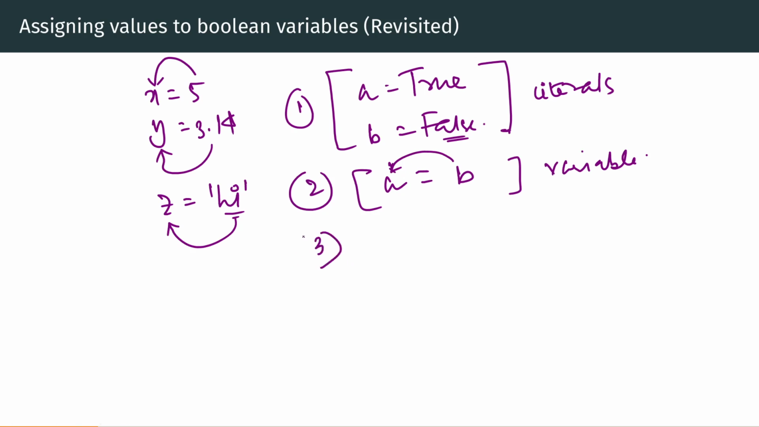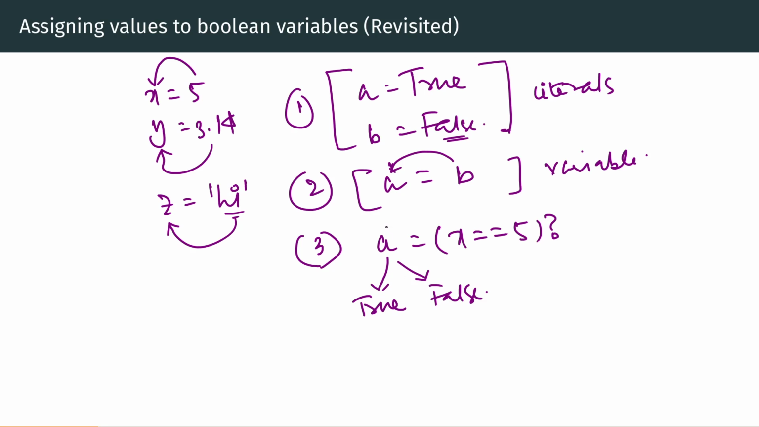The third way is using expressions. What you can do is save the result of a Boolean expression into a Boolean variable. So you can say things like a equals x equals 5. This would mean if x is equal to 5, if the answer to this question is yes, a will store true. If the answer to this question is no, x is not equal to 5, then it will have false.